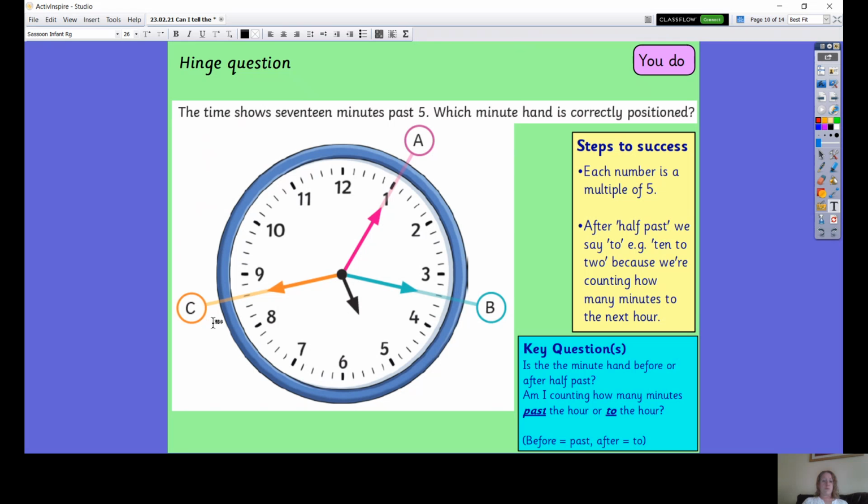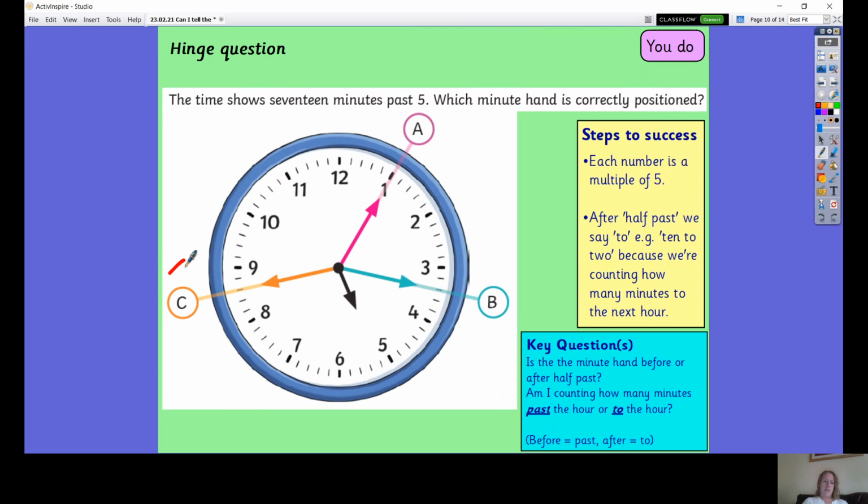Okay, so the first one that I ruled out was C. I thought, no, it's definitely not C. And the reason I knew it wasn't C was because that's on the 2 side of the clock, and my time says past. Okay, so 17 minutes past.